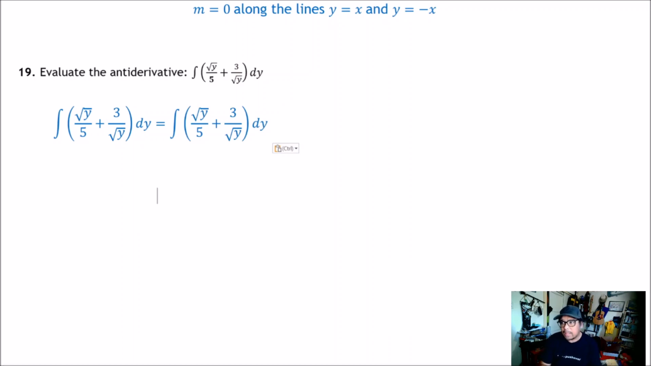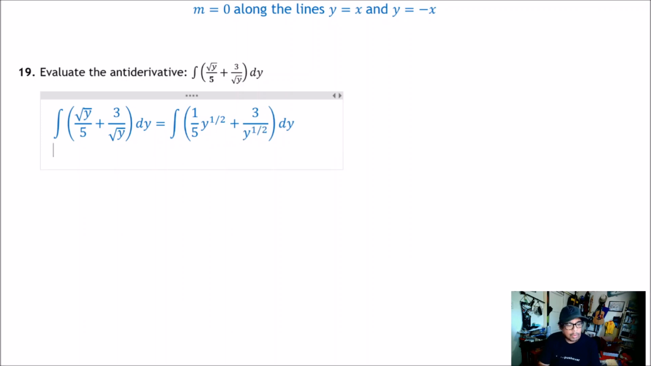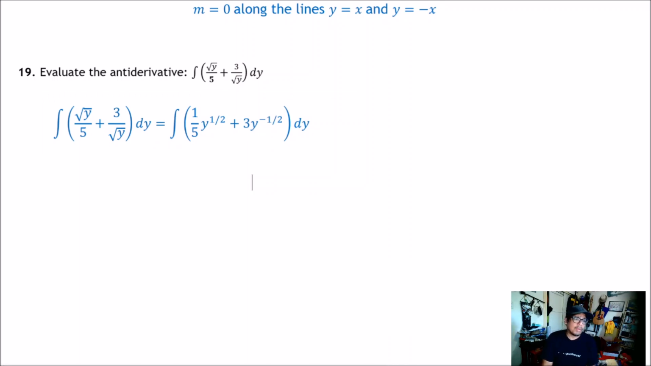I'm going to copy that again and begin to modify, starting with this root y, which is the same as y to the 1/2 power, which means we can take that out of the fraction and just make that first term 1/5 y to the 1/2 power. The second root y over here, we can also make y to the 1/2 power, and we can even bring it to the numerator with a negative 1/2 power, which means it doesn't have to be in a ratio anymore. So now that this is simplified with rational exponents, we can apply the power rule to these really easily.